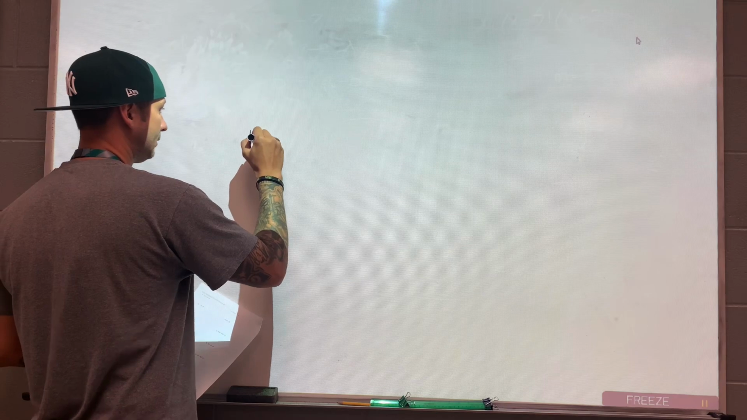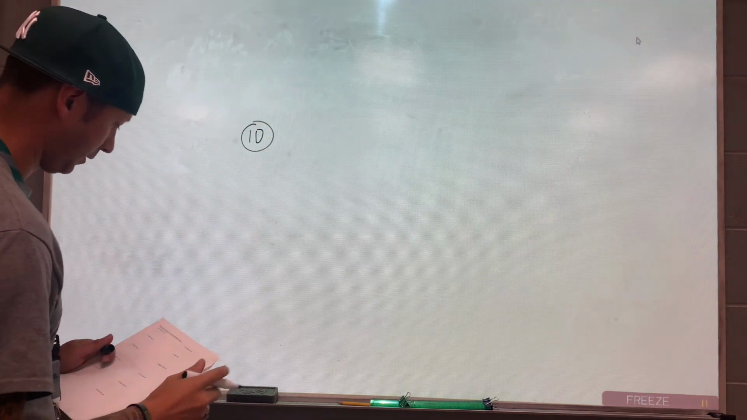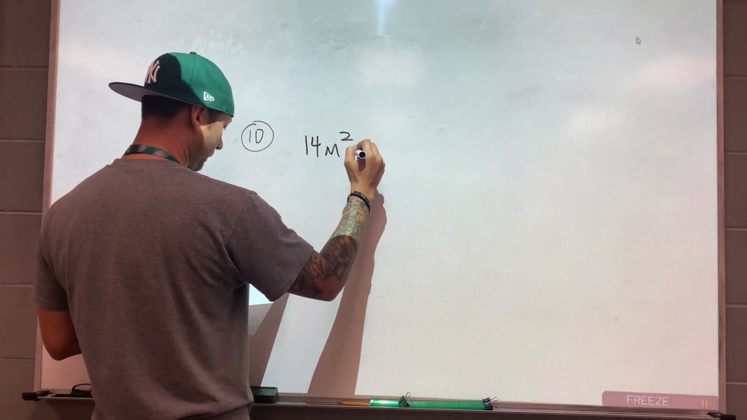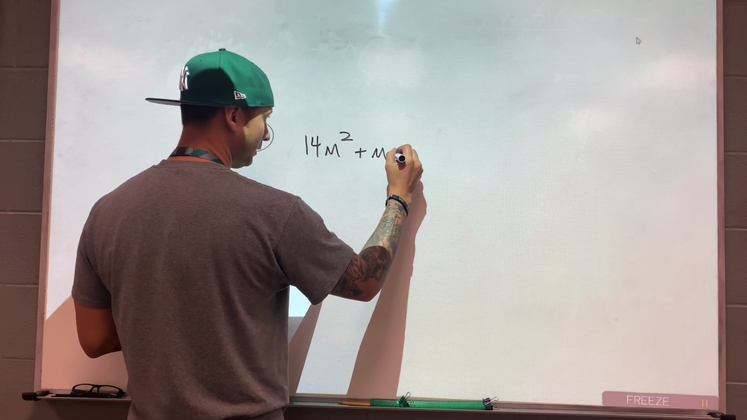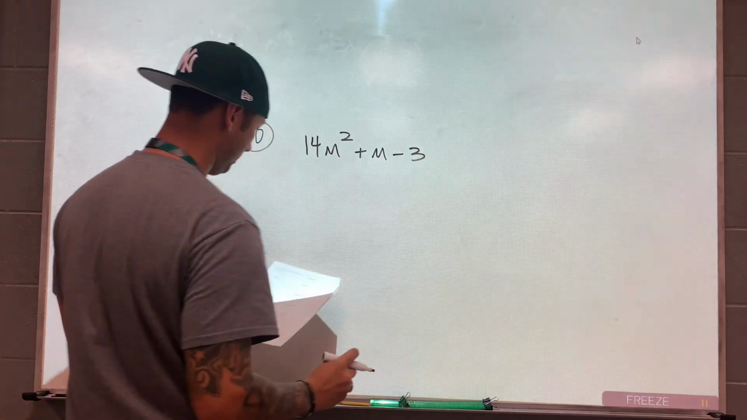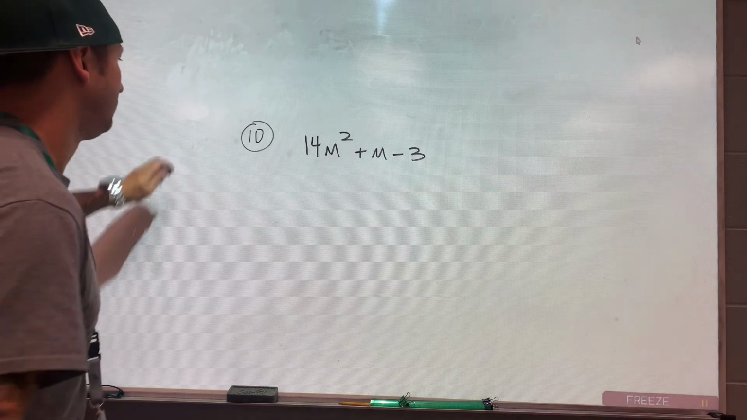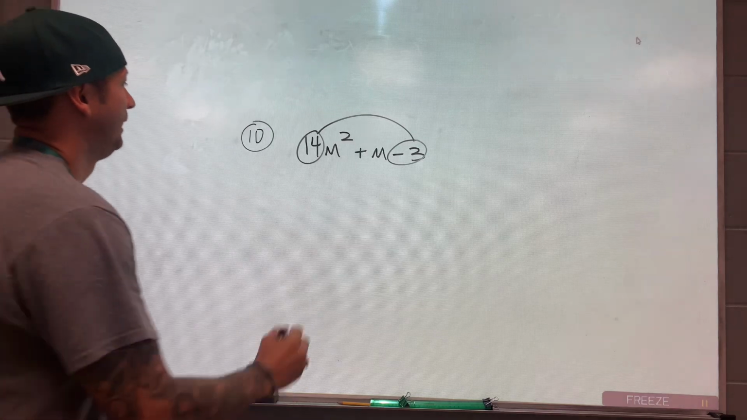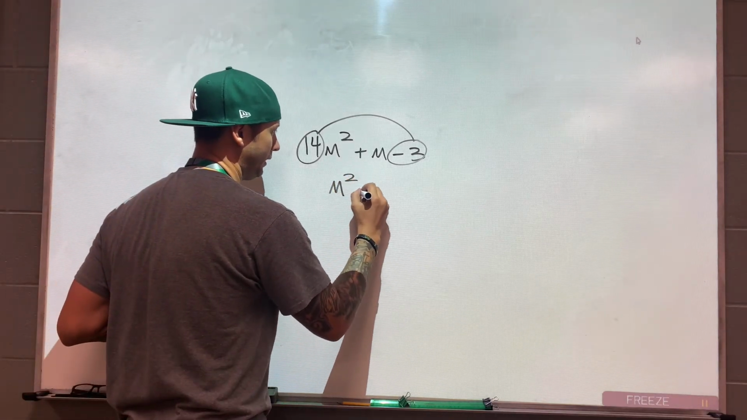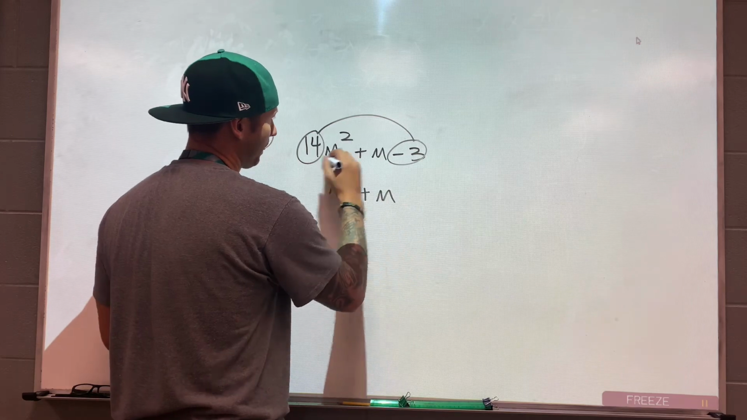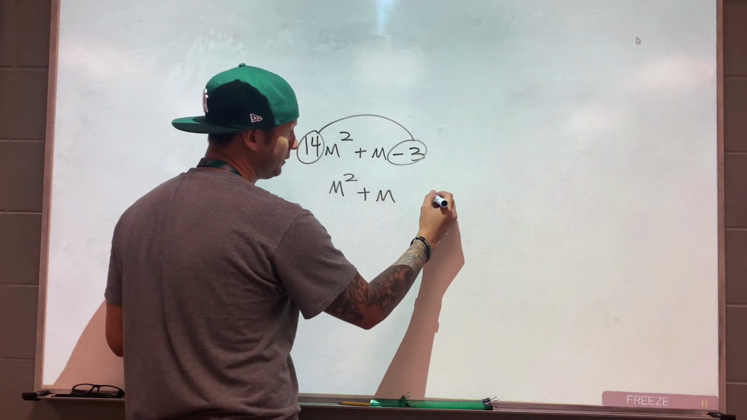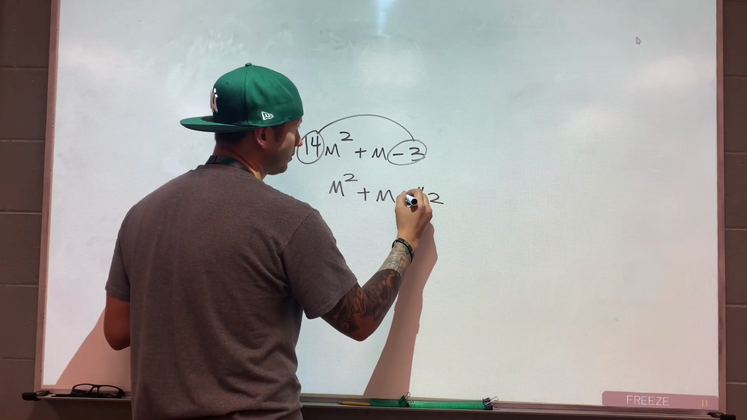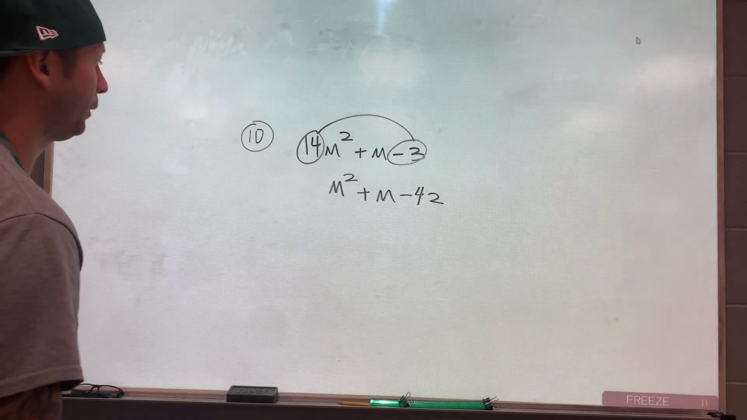Number 10. 14m squared plus m minus 3. I'm going to multiply this over. So this will be m squared plus m. 3 times 4 is 12. Carry the 1, 3, 4. Negative. All right, so -42.